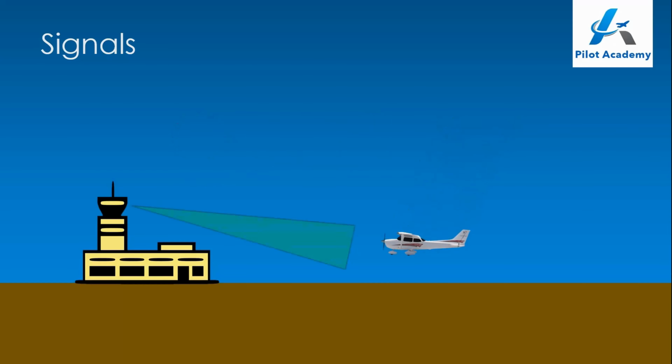Let's now look at the second part of the light signals, which are very similar to the previous ones, but not for aircraft in the air, but on the ground. The first signal is also a steady green light, which is intended to signal to the pilot that takeoff is cleared.